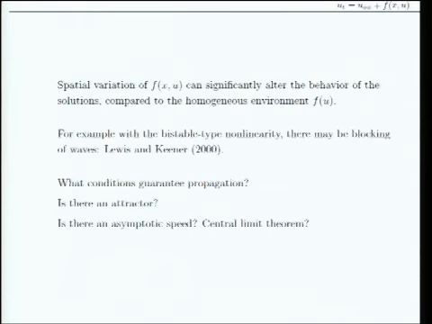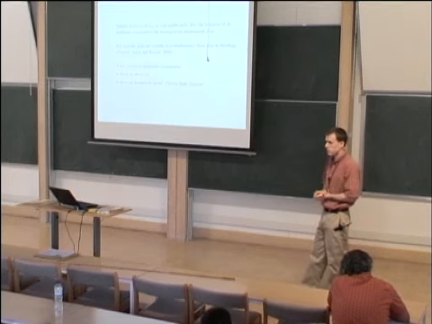For example, in the case of the bistable type nonlinearity, it's known that there can be blocking of fronts. If there's a region where the fluctuations in this nonlinear term are sufficiently large, then there can be a standing wave or a traveling wave with speed 0. And so if you start with an initial condition that's behind that region, then as the solution evolves forward, it converges to that standing wave and it does not propagate through that perturbation. Okay? So that's even the case with just localized perturbations.